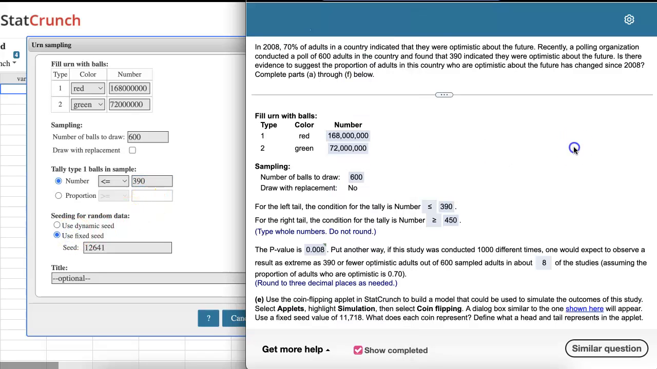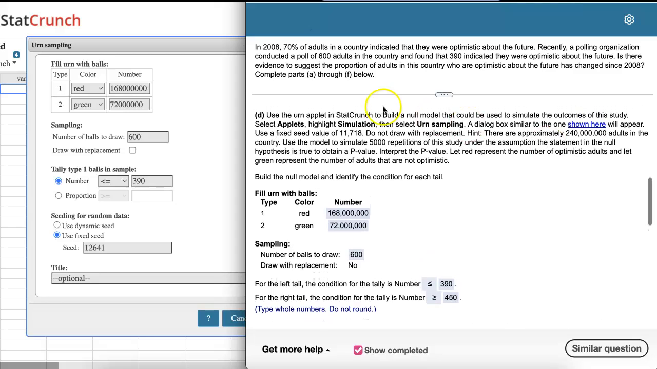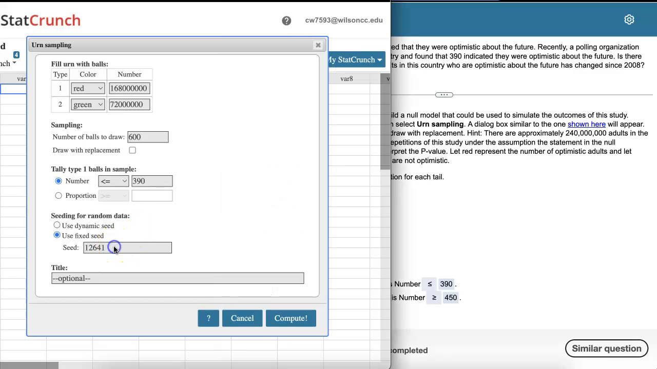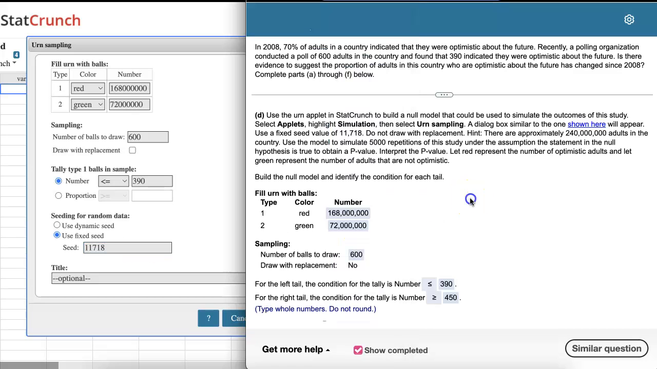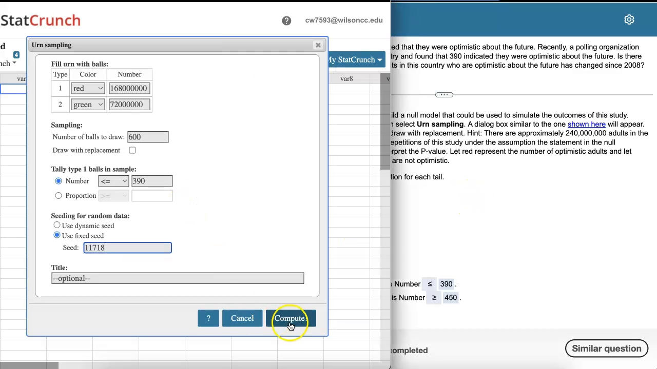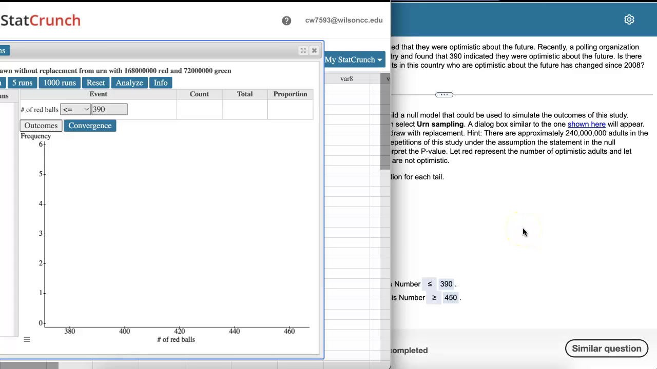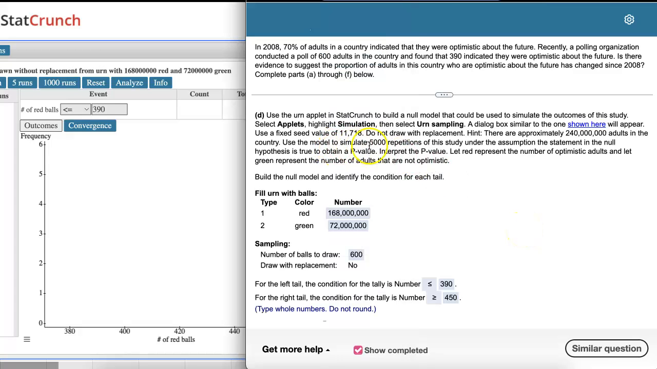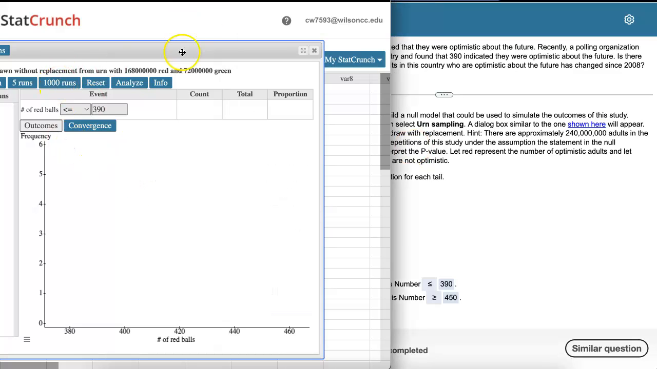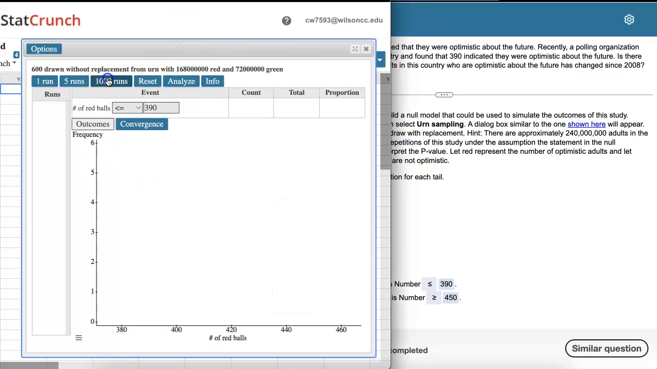We were also told to use a fixed seed. Again, we're asked to use a fixed seed only because then our answers will match what MyMathLab is looking for. Okay, so in this particular case, this is our fixed seed. Let me just make sure I type that in correctly. Okay, we compute. We were also asked to do 5,000 repetitions of this study. So let's do 5,000 repetitions.